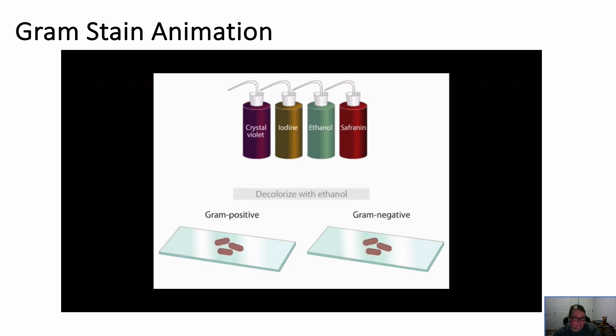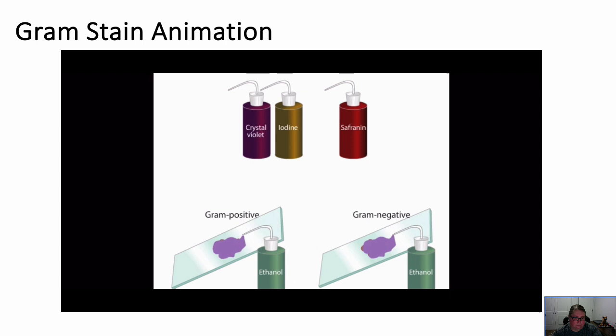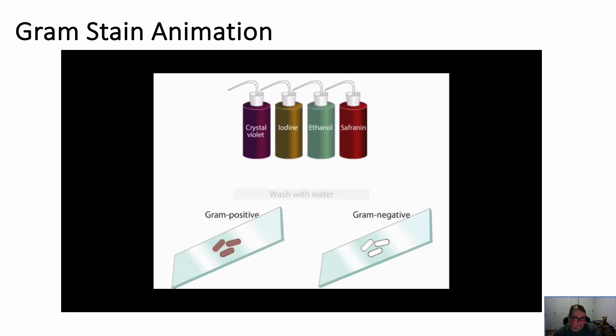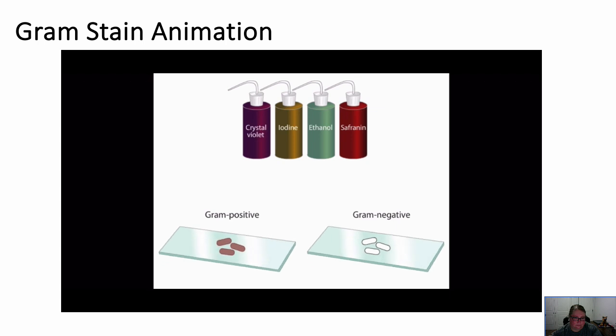Next, a decolorizer, ethanol, is added for a precise interval, typically about 20 seconds, followed by a water wash. Ethanol removes loosely bound crystal violet iodide molecules, but gram-positive cells, with their thick mesh-like cell walls, retain the stain tightly. In the gram-negative cells, the ethanol disrupts the outer membrane, making the dye easy to wash away.